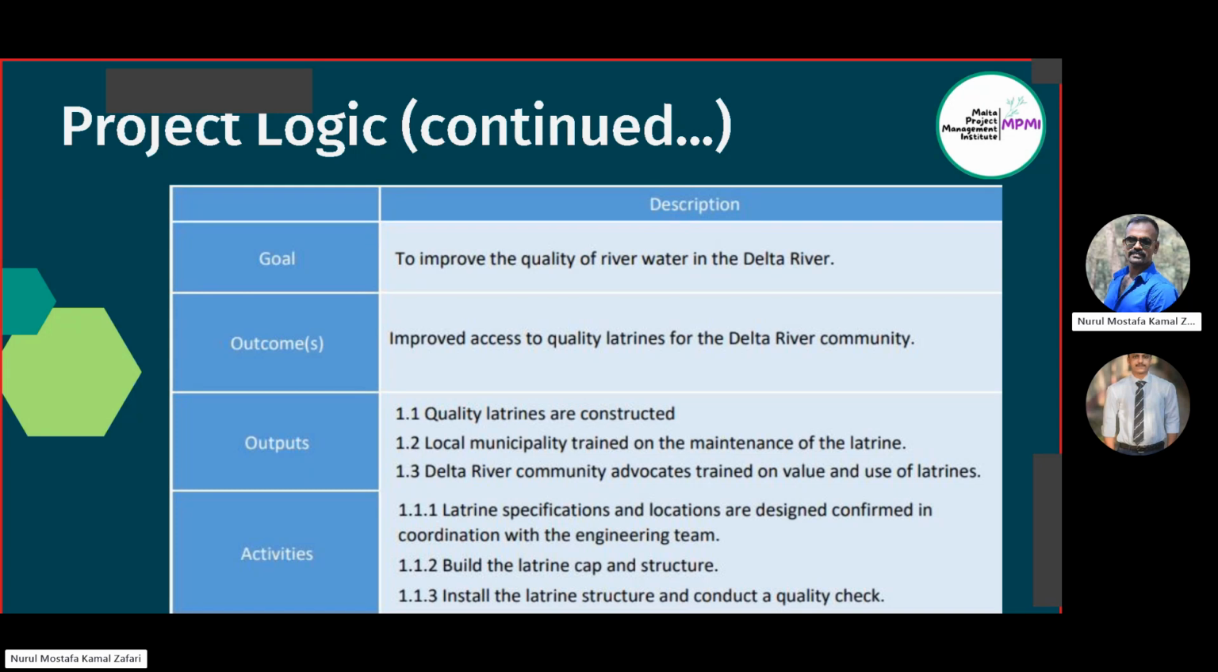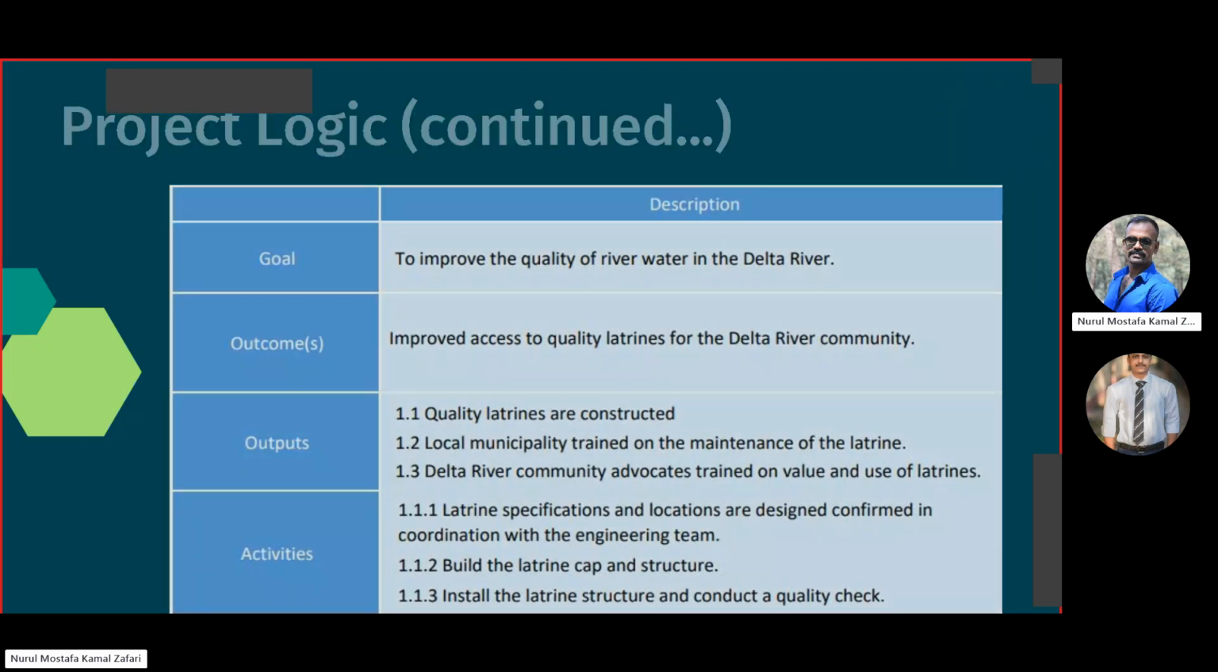So if we finish the 3 activities to reach output 1.1, if we finish the activities under output 1.2, and if we finish the activities under output 1.3, we can achieve the outcome. If we achieve the outcome, we can reach the goal. The goal can have more outcomes. So this is the vertical logic.